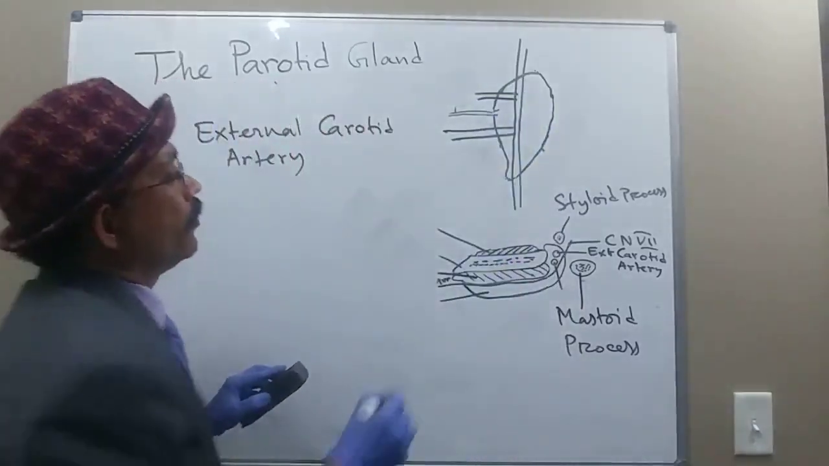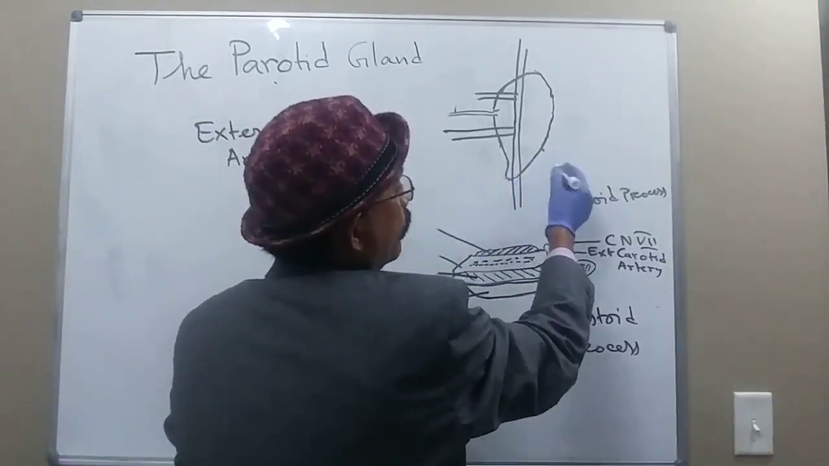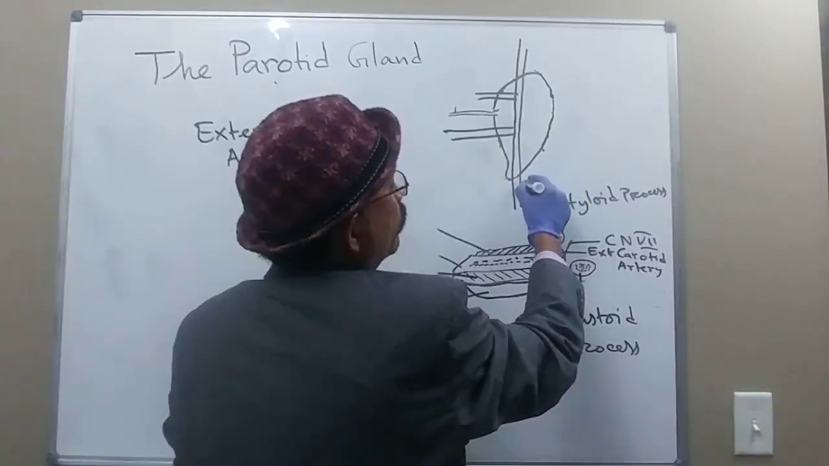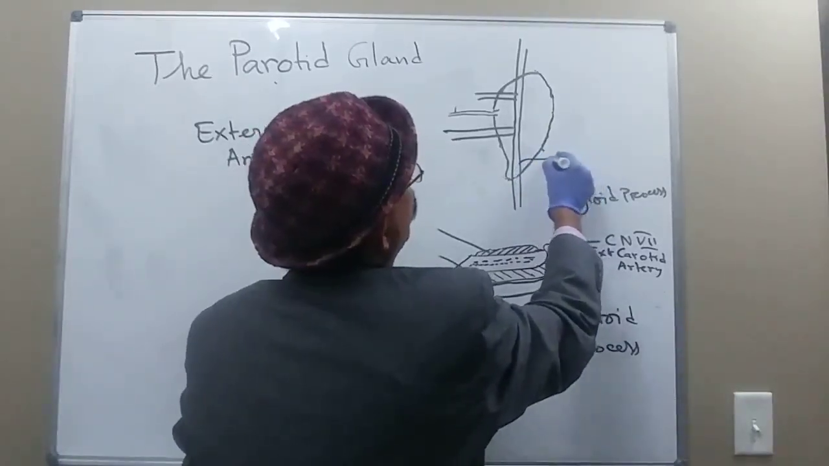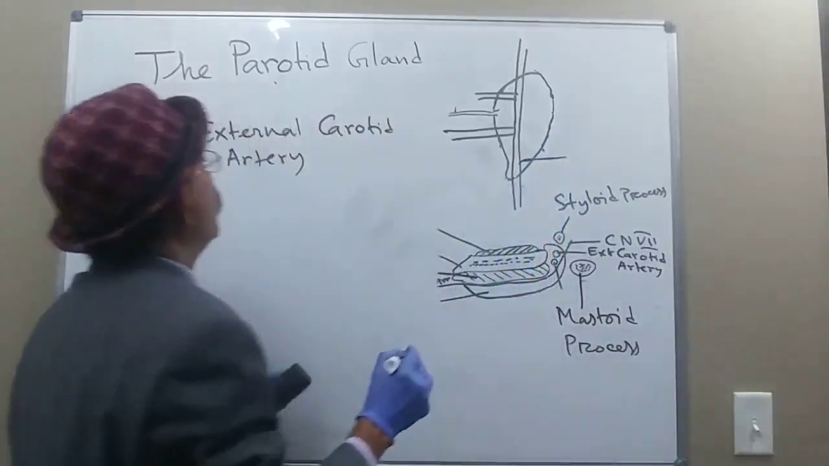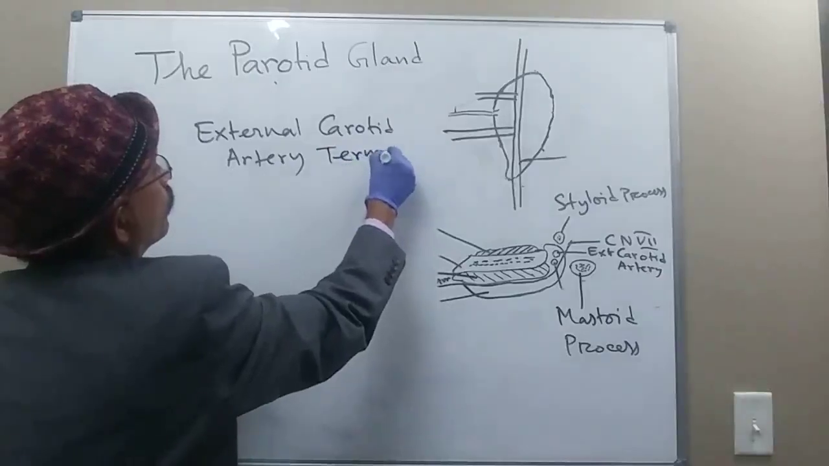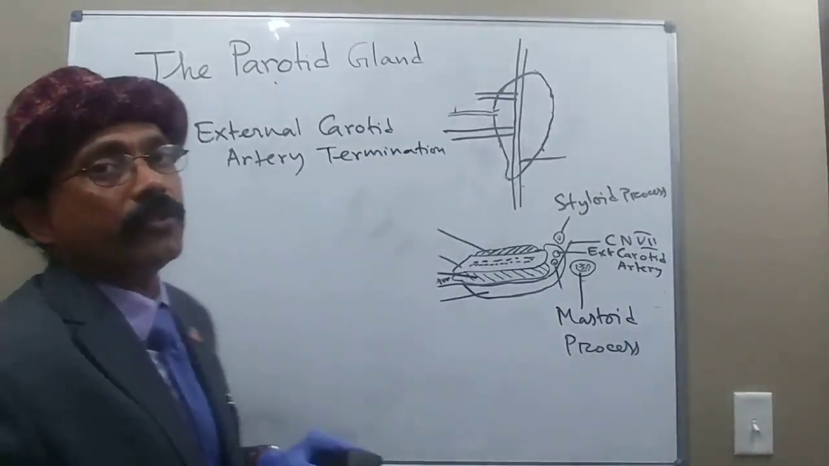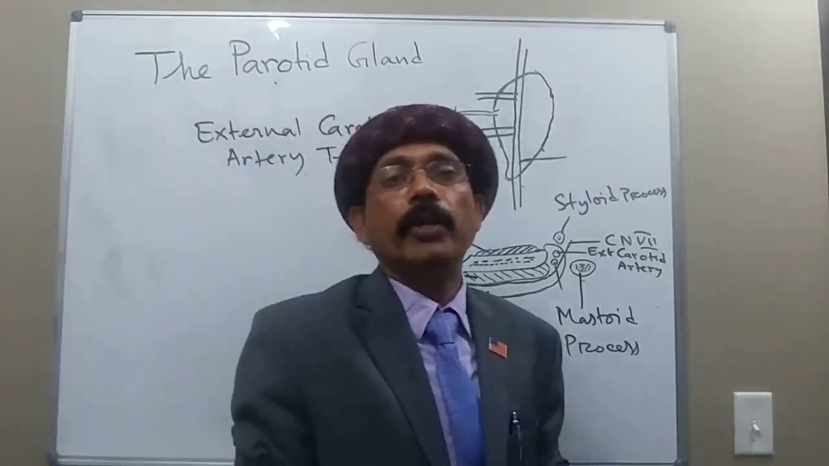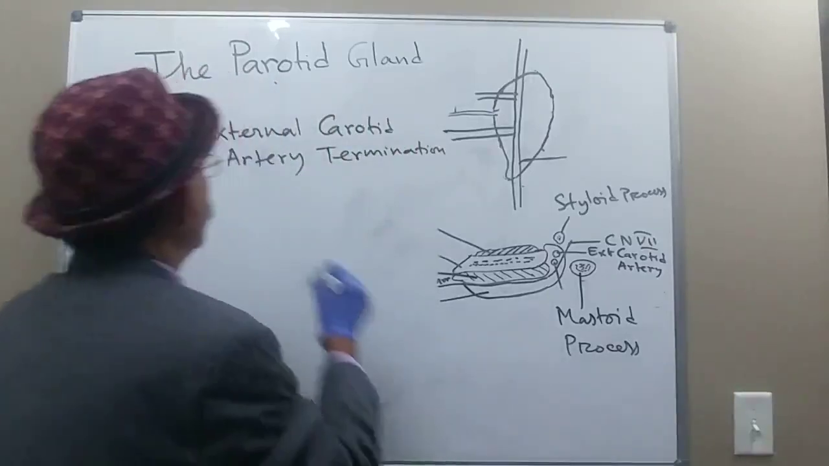Okay. So usually it may not have the branch, posterior auricular branch. Posterior auricular branch may come inside the parotid gland, may or may not. It may be here at this level. So external carotid artery termination inside the parotid gland. What are the terminal branches of the external carotid artery? One is superficial temporal artery, another is the maxillary artery.